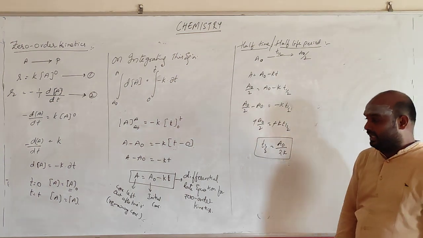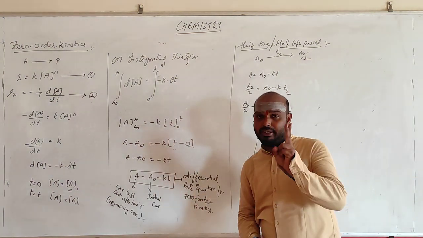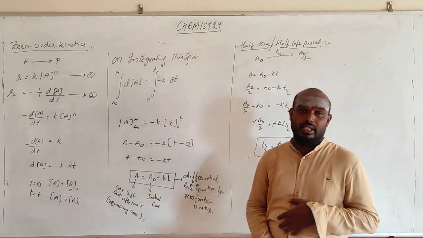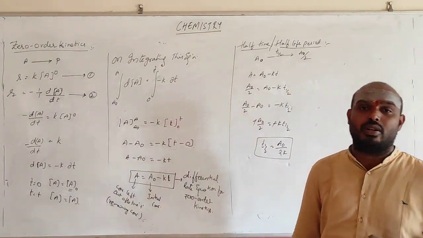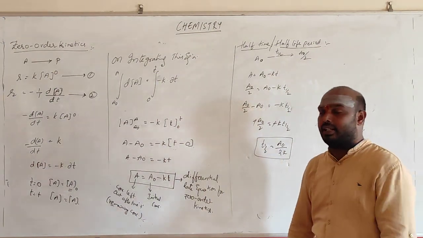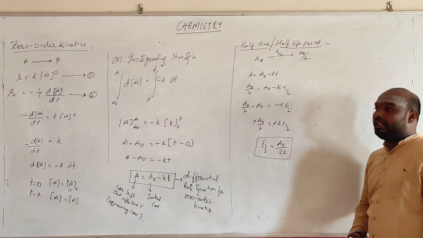It should be very clear. This equation is the main equation. There are two equations, one for first order and one for zero order. Remaining concentration is equal to initial concentration minus k t. That is the differential rate equation for the zero order. And T half is A naught by 2k.